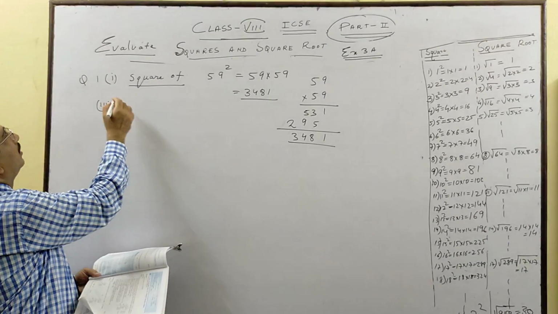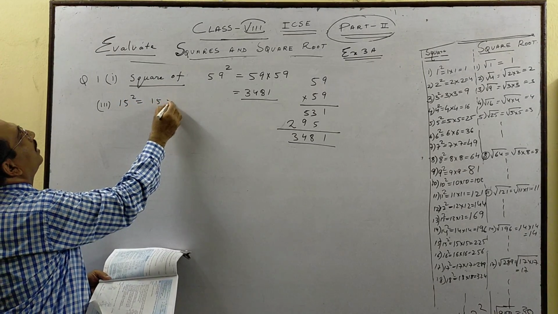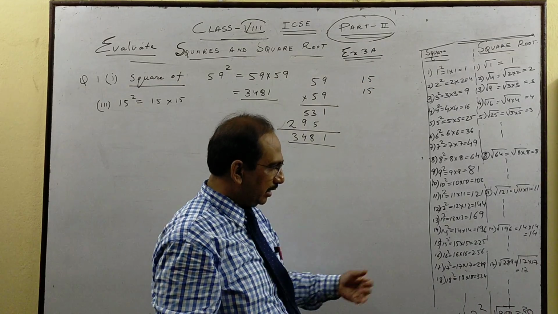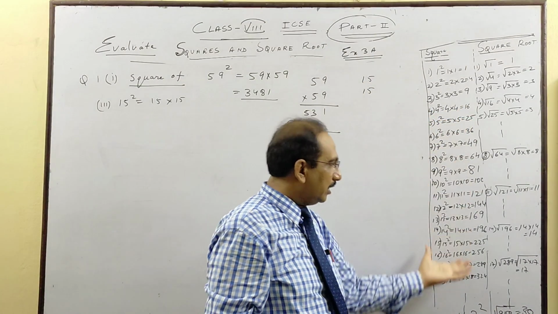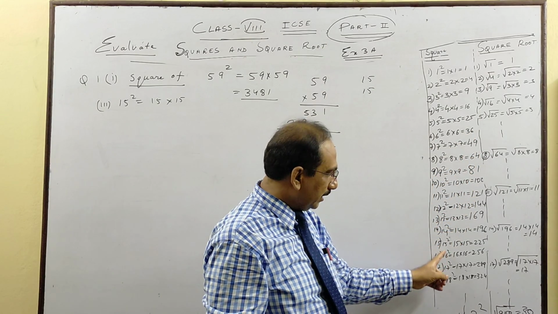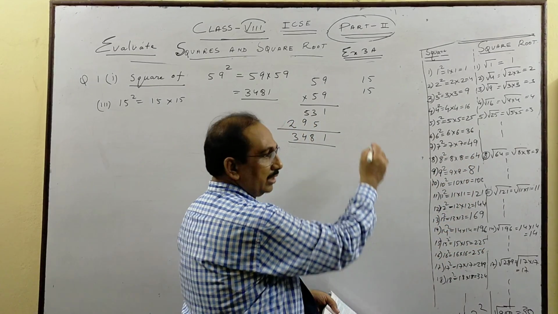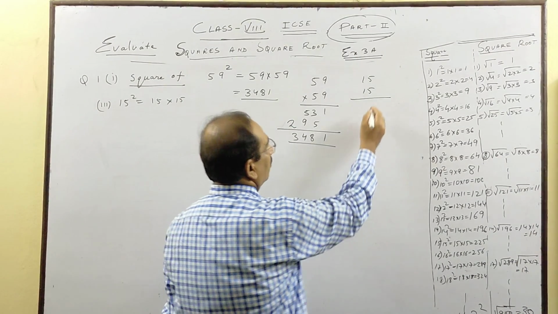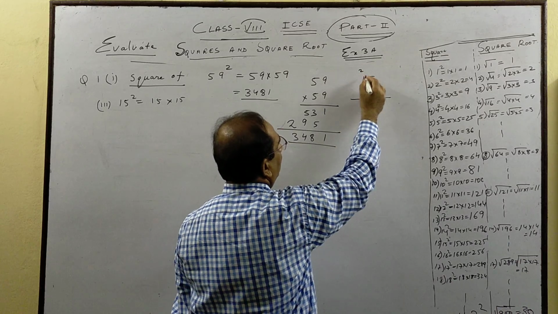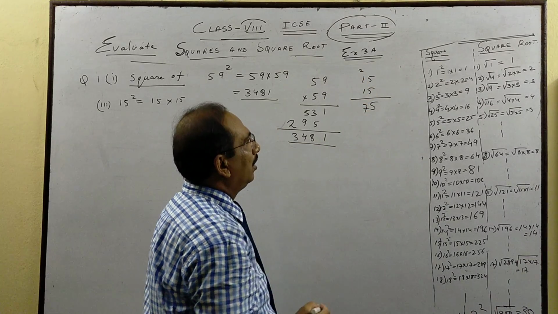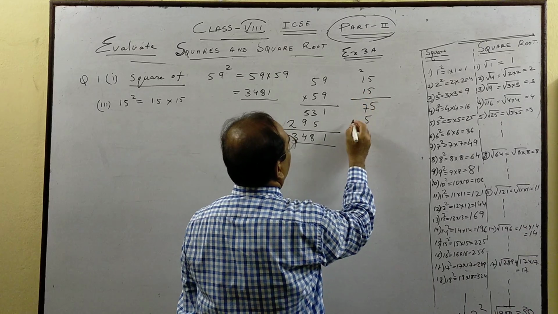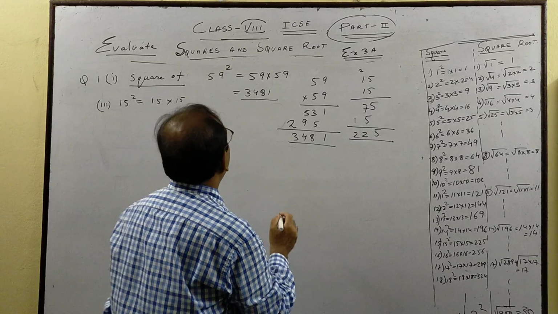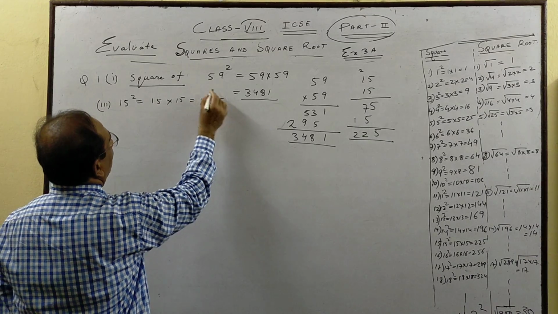Part 3, if you see, children, is 15 square. 15 into 15. If you see my table, and as I have told you, please learn it up. This is a very important thing. So directly you will know it's 225. But since you have started, we have to show how 15 into 15 becomes 225. 5 fives are 25, 2 carried, 5 ones are 5, 2, 7. 1 fives are 5, 1 ones are 1. So we get 225.